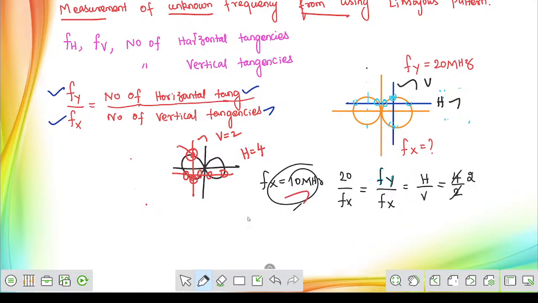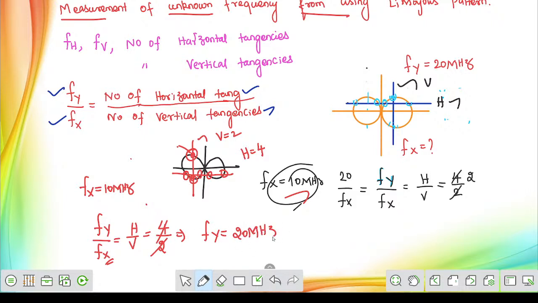Suppose the given frequency on the x-axis is 10 megahertz, then what will be the frequency of the y-axis signal? Now substitute in the formula: Fy by Fx equals number of horizontal tangency divided by number of vertical tangency. Number of horizontal tangency is 4, number of vertical tangency is 2. From this, frequency on y-axis will be equal to 4 by 2, which is 2, into frequency on x-axis, 10 megahertz. So 10 into 2 will become 20 megahertz. That's it. So this is the frequency of the y-axis.